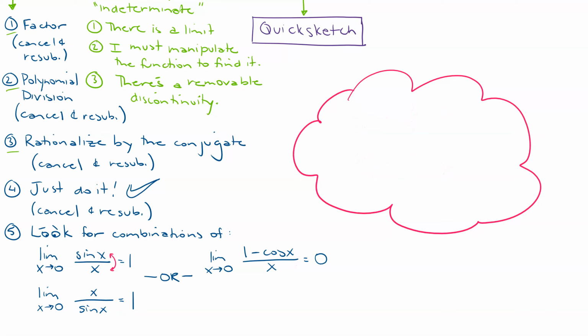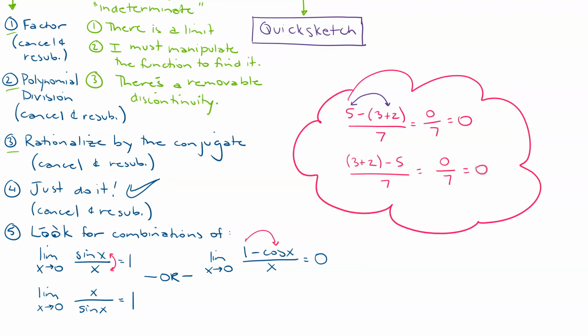But what can I do with it? Well, consider this idea. If we had, say, 5 minus 3 plus 2 over 7, that would give me 0 over 7, which equals 0. We know we can't flip it vertically, but what if we flip it horizontally? And by that, I just mean flipping these two terms, like this, 3 plus 2 minus 5 over 7. That still gives us 0 over 7, which equals 0. The cosine limit trig combo doesn't flip vertically. Instead, it flips horizontally.